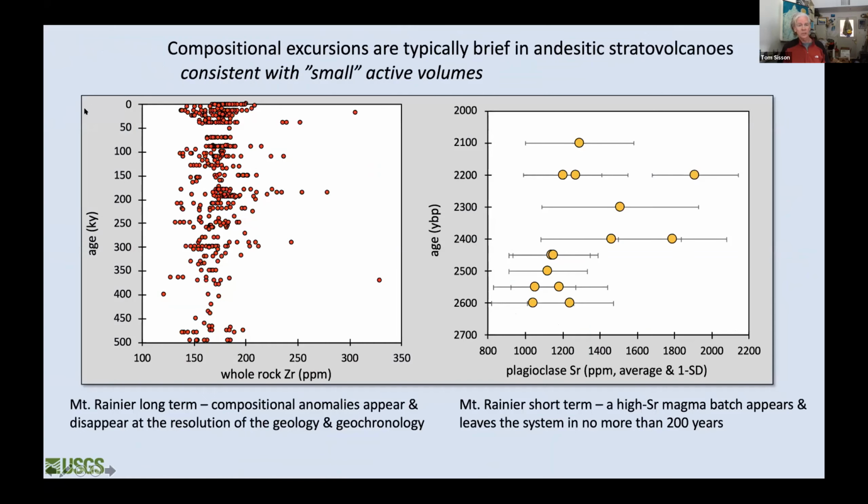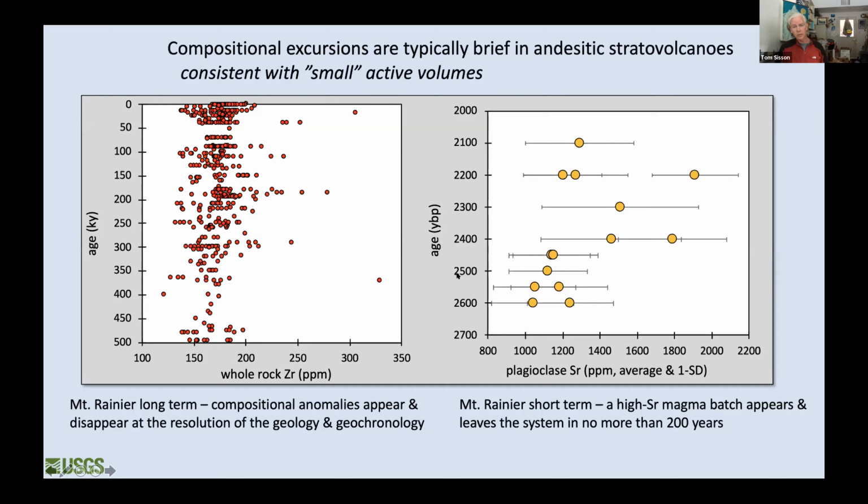Now, getting into a little bit of geochemistry, what's observed again and again in arc andesitic stratovolcanoes is that the compositional excursions tend to be brief. So on the left, I have 500,000 years of history from Mount Rainier plotted against whole rock zirconium. Not all these rocks have been dated. What I've done is forced myself to put things in stratigraphic sequence and estimate ages of undated samples by bracketing dated samples. What you can see, though, is that the excursions to anomalous compositions are brief. They're about at the resolution of the geology and geochronology.